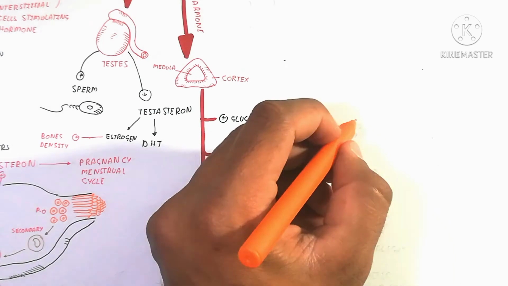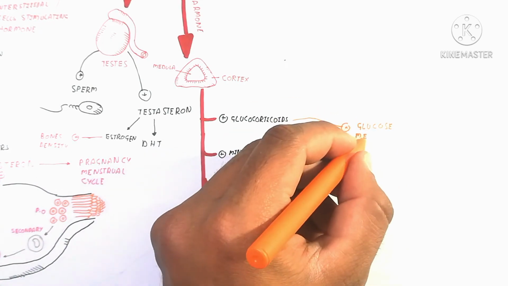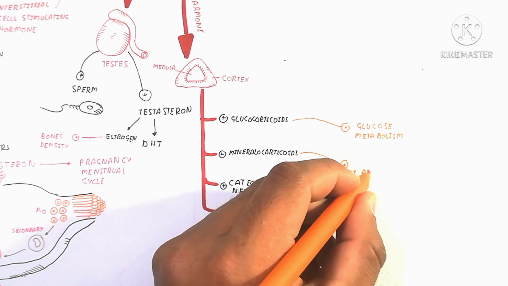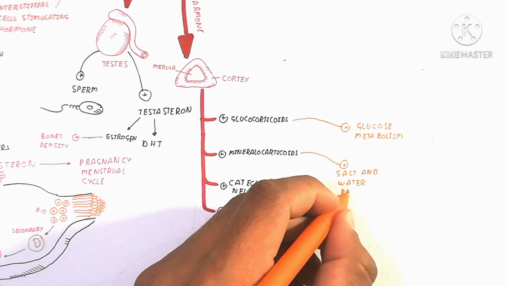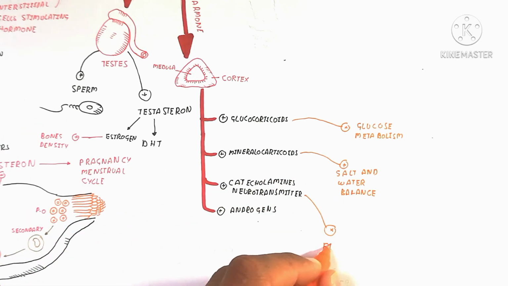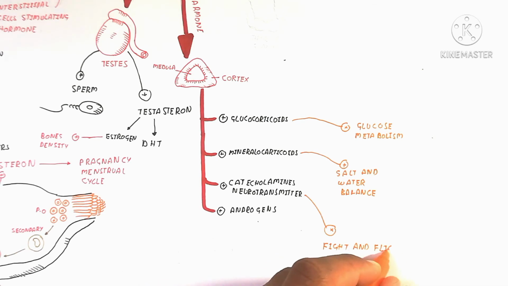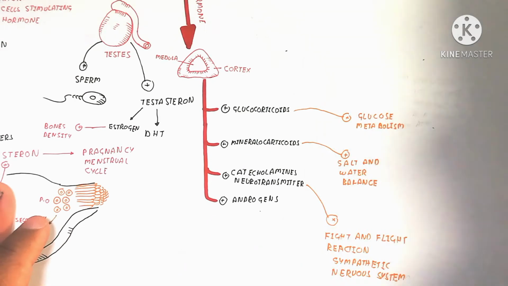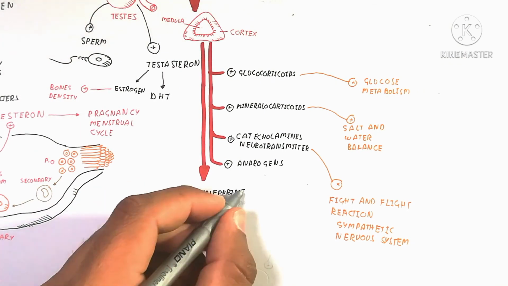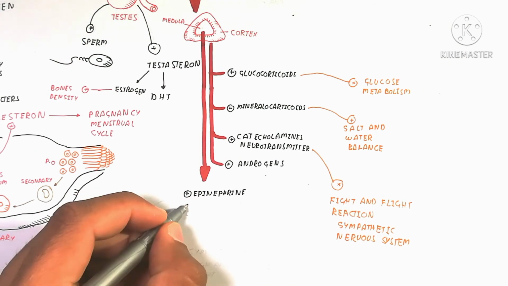So first of all we will discuss these cortical hormones. The glucocorticoid stimulates glucose metabolism, and the mineralocorticoid produces salt and water balance, which is a positive effect, and here is the catecholamine neurotransmitter, which is the fight and flight response. It means the sympathetic nervous system activation, the activation of the fight and flight response, increasing the energy and the blood glucose to produce fight and flight. And there is the androgen, which we will discuss for the male.